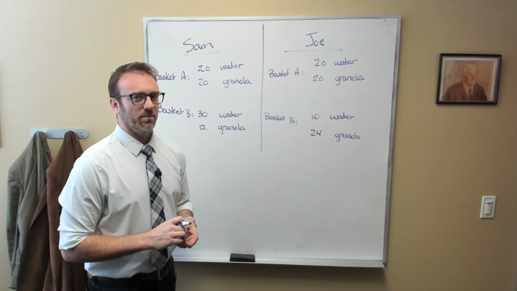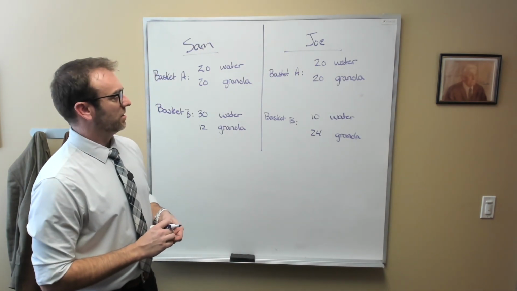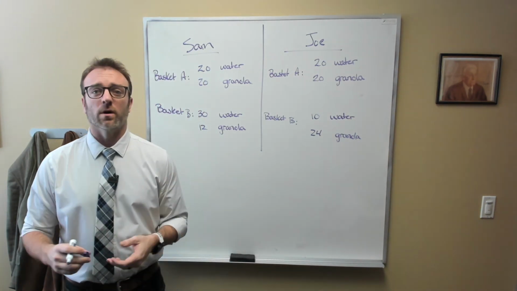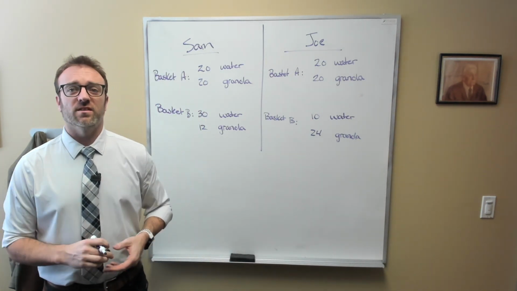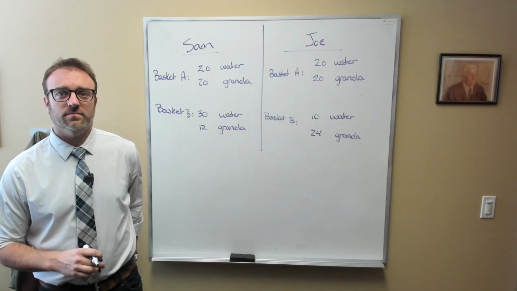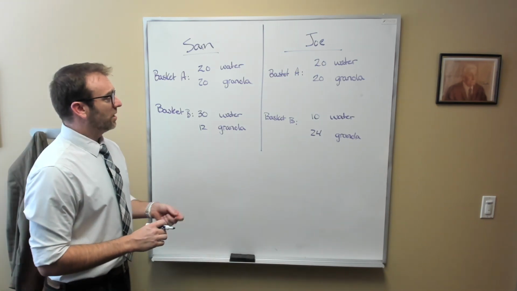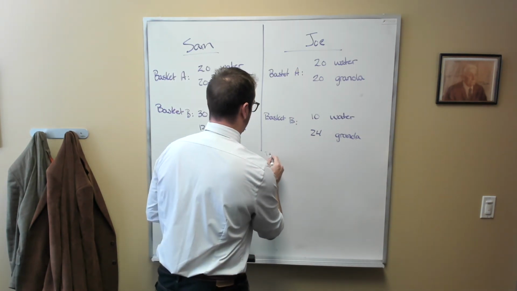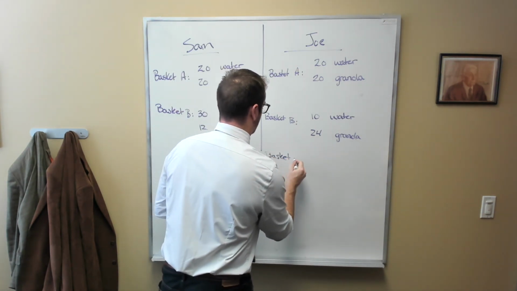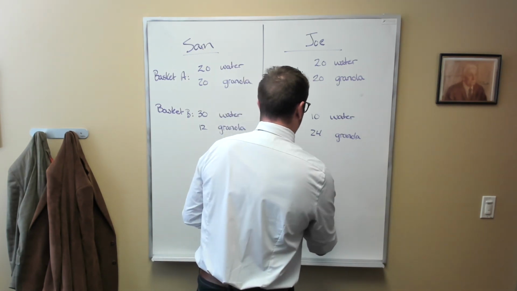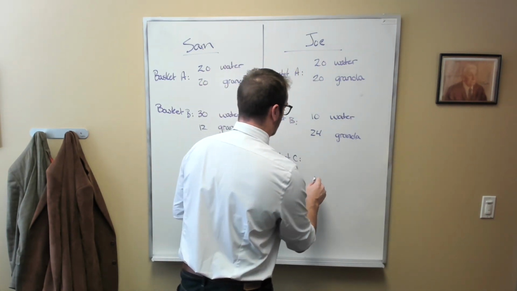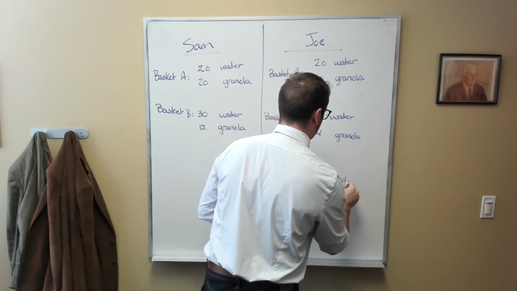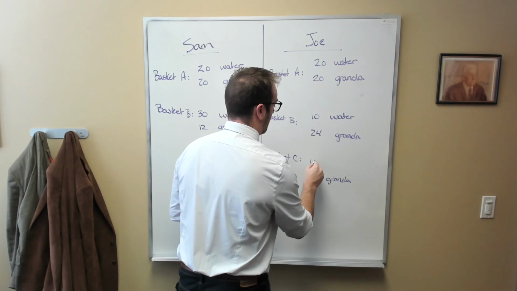Joe would also accept this trade because he's willing to give up 10 water bottles in order to get only 4 granola bars, but now he's getting 5 instead. So the newcomer gives Joe 5 granola bars, so we'll call this basket C, right? And the newcomer gives Joe 5 granola bars, meaning he has 25 granola bars total, and takes 10 water bottles.